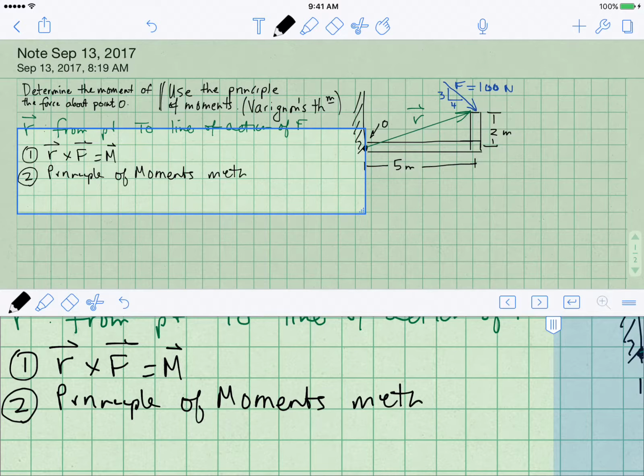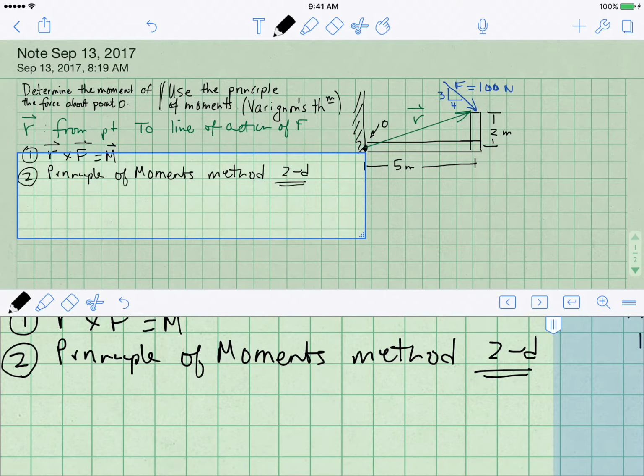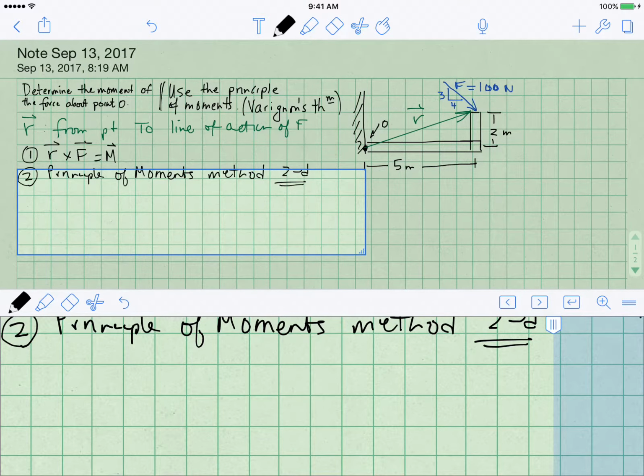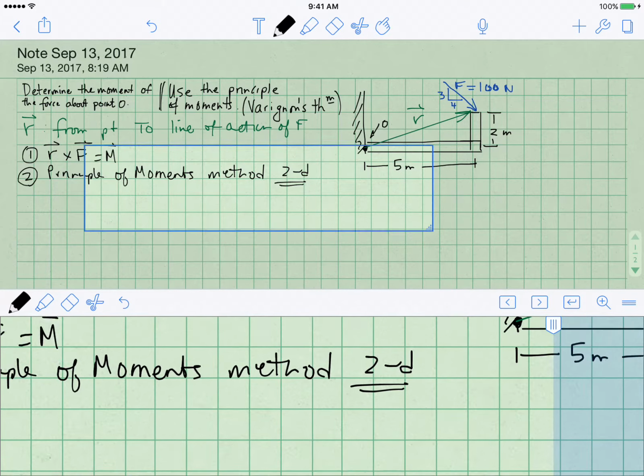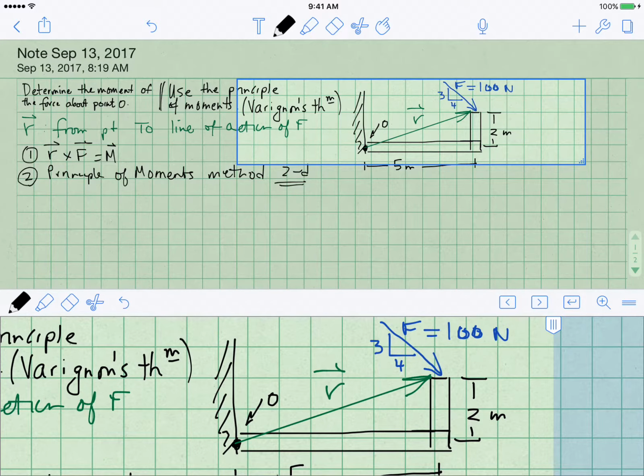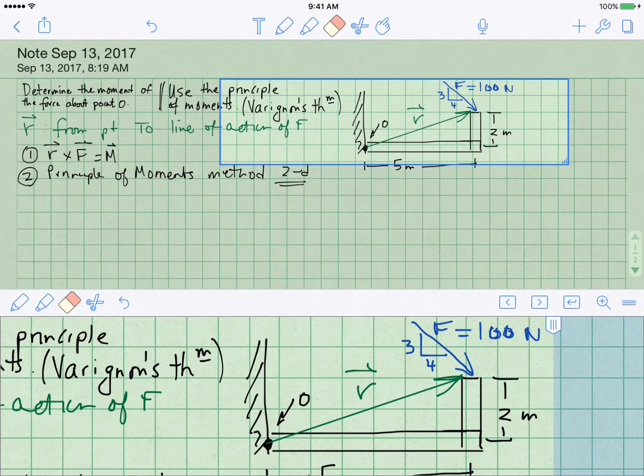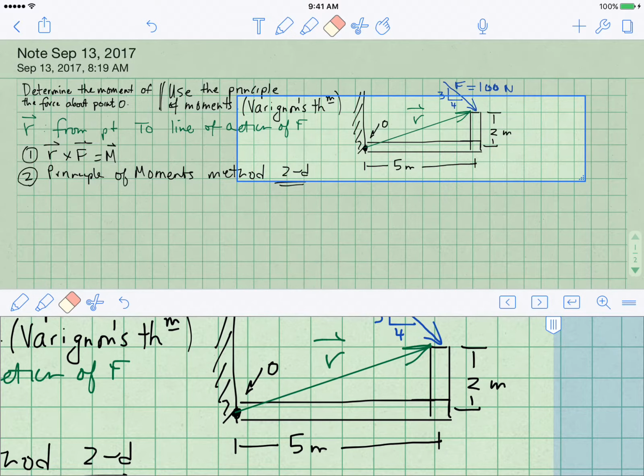So why would I use this method? Well, it's in two dimensions. I can pick up pretty quickly that I can pinpoint. Well, you'll see. All right. So let's go ahead and work on the principle of moments. So to do that, let's go back up to this diagram, and I just want to clean it up and get rid of that R vector, if it'll let me. It probably won't let me. All right.